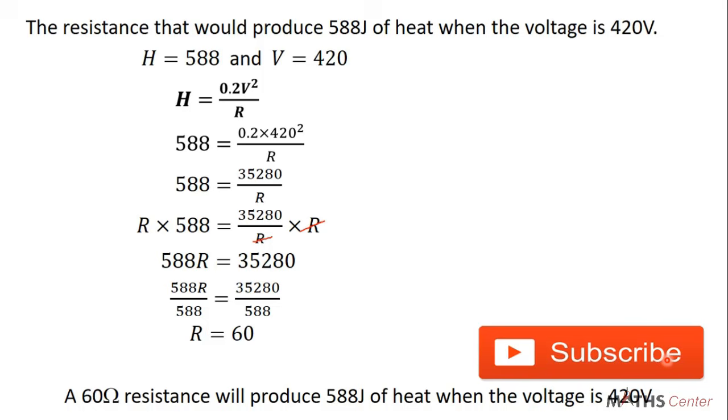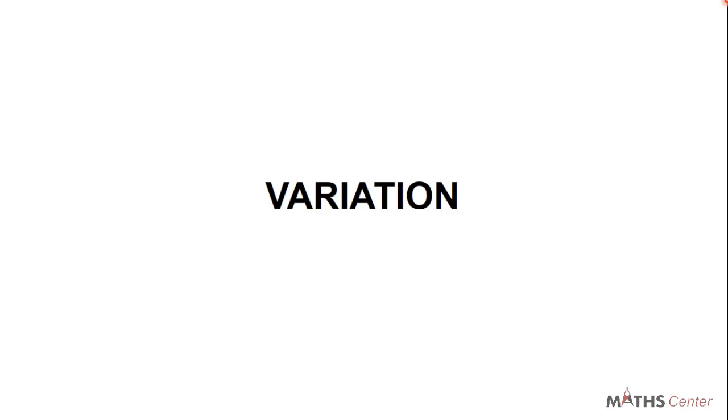So far, we have considered direct, indirect or inverse, and joint variation. In the next video, we are going to consider partial variation. In the previous video, we solved a question on joint variation. In this video, we are going to consider partial variation.